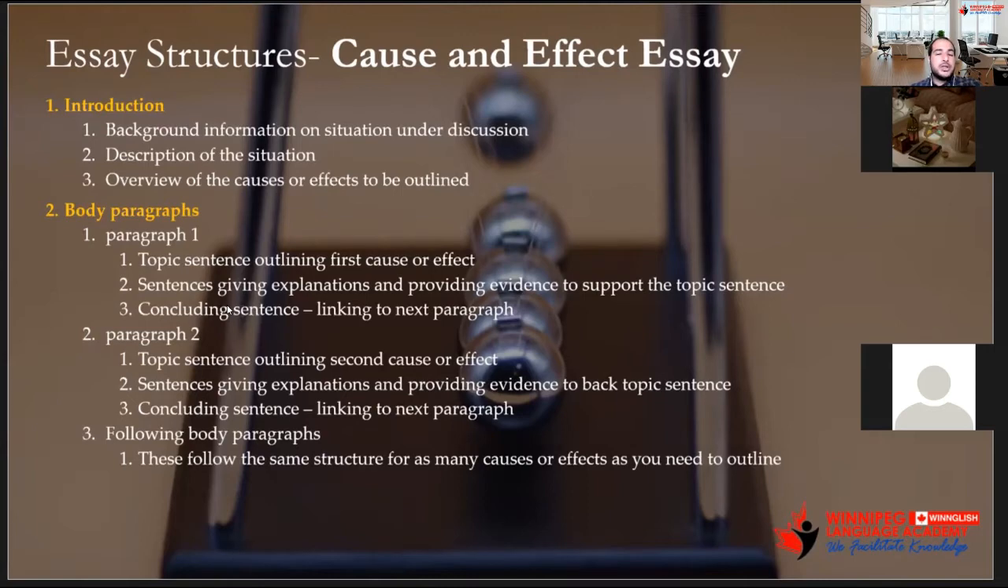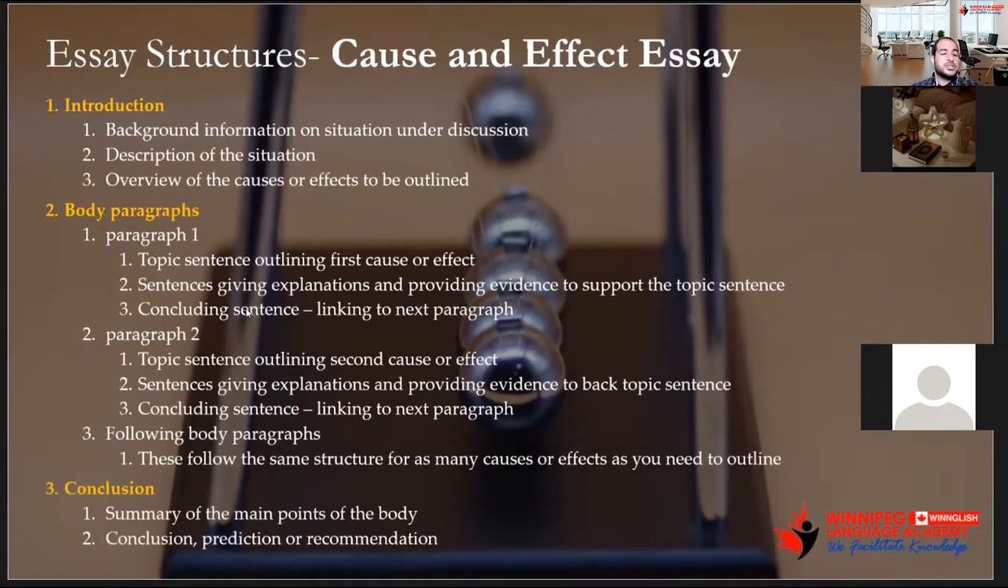Then you write sentences that give explanations and provide evidence to support the topic sentence, and then you conclude with a concluding sentence or a linking sentence. Moving on to the conclusion, you summarize the main points you had, and then you go to your conclusion, which is a prediction or recommendation. So you predict that by 2030, they say that temperature will go up to 50 in the United States and Canada. So this can be related to the topic of global warming.